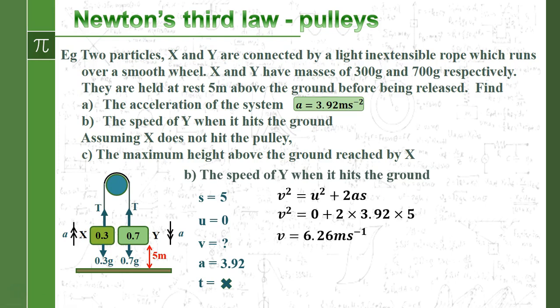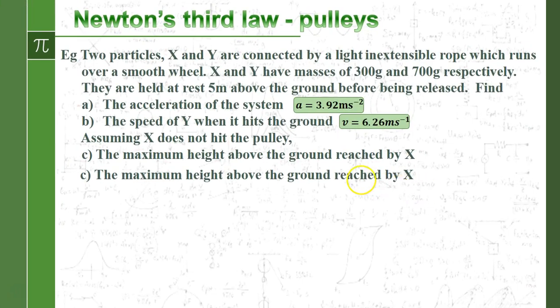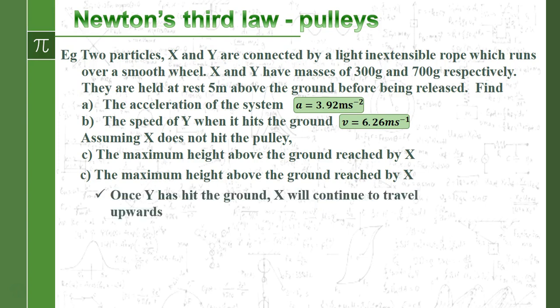Okay, all reasonably straightforward so far. It's part C where we've got to do a little bit more careful thinking. So let's have a look at what's going on with that one. We want the maximum height above the ground reached by X. So we've got to think, what's going to happen when Y hits the ground? As soon as Y hits the ground, X is going to continue travelling upwards, but Y will stop.